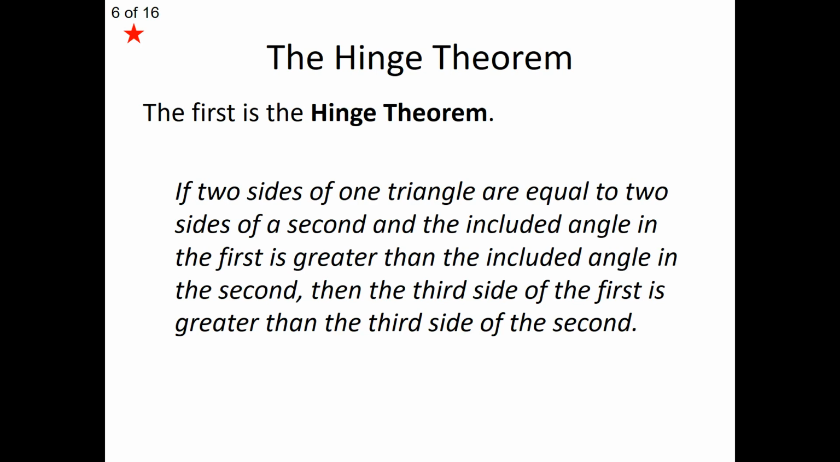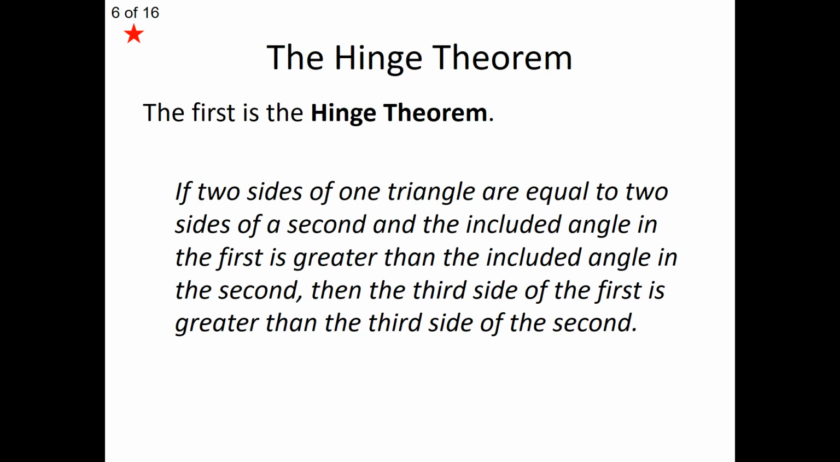So notice there are three things going on already in this given. We already have two sides of one equal to two sides of the other, and there's a comparison of the included angles. These are the angles sandwiched between the pairs of given sides. So it can't just be any pair of angles, it has to be the pair of angles sandwiched between the pair of equal sides. So if two sides of one triangle are equal to two sides of the second, and the included angle in the first is greater than the included angle in the second, then, here's our conclusion, the third side of the first is greater than the third side of the second.